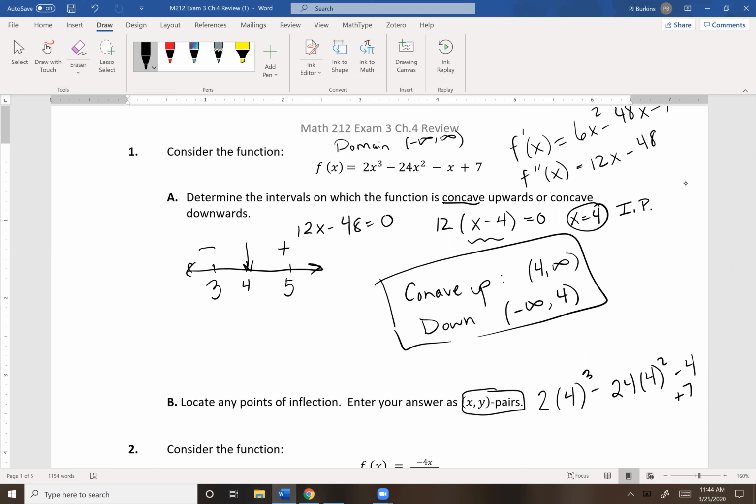So what does that come out to be? I don't know off the top of my head. Four times 2 minus 4 times 16 plus 7. So it's negative 253, if I didn't do something silly there. So the ordered pair is 4, negative 253.